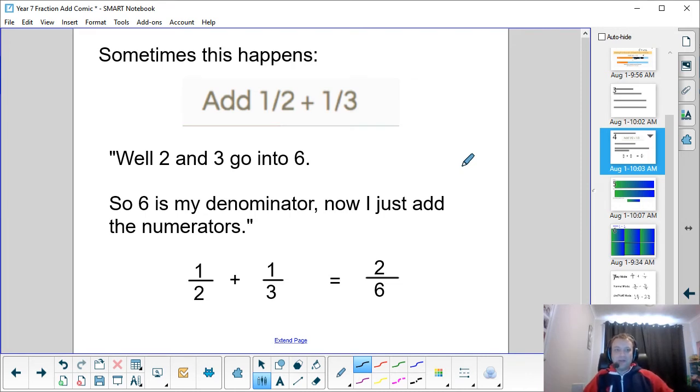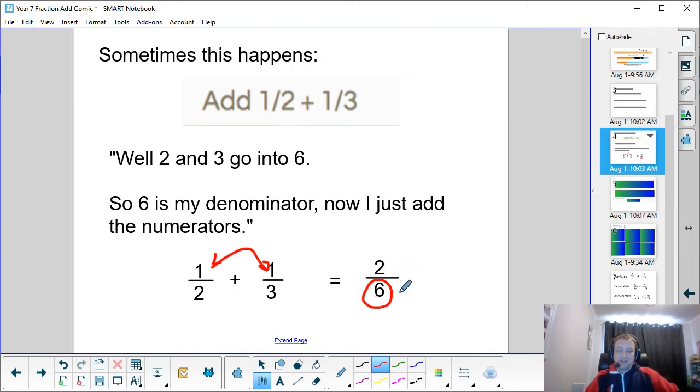So here's a really common one that might be happening at your houses, that we want to avoid. People do get good at finding the common denominator because they say 2 and 3 go into 6, or 2 times 3 is 6. So 6 is my denominator, which means I'm going to be writing an answer that is in sixths, right? So they put the 6 on the bottom. And then because they know that 2 and 3 make 6, they put the 6 there. Then they just, at the top, they add the 1. 1 half and 1/3 makes 2 sixths.